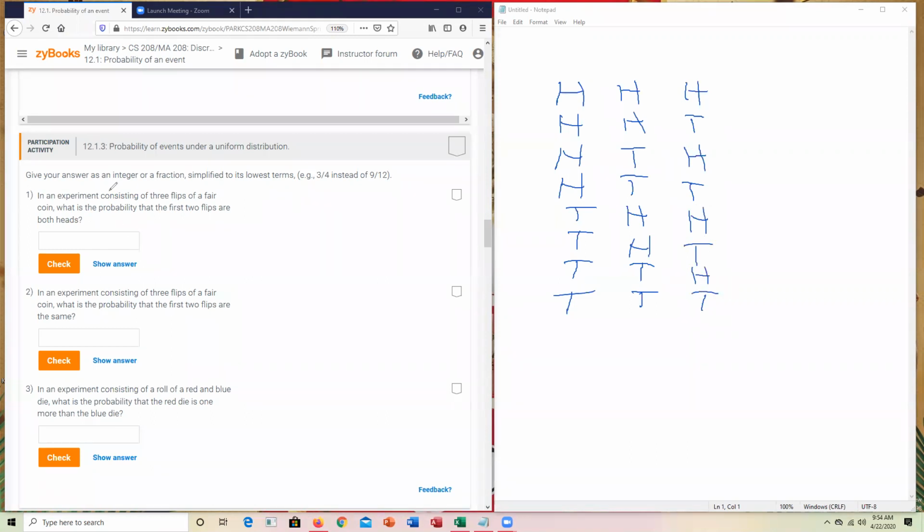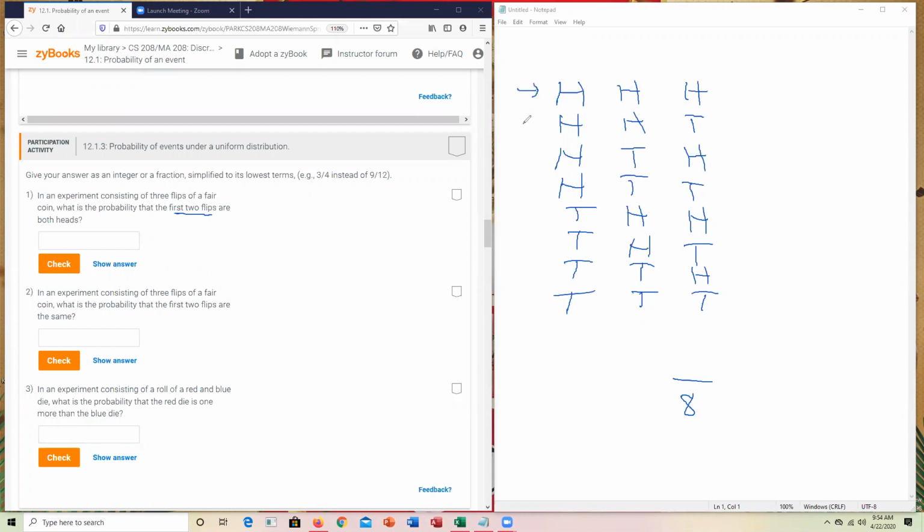So for the first one here, they want the probability. What are the total amount of outcomes? That's your denominator, which is 8 in this instance. Now, the first one says, what's the probability the first two flips are both heads? On this one, the order does matter. I'm only looking at the first and the second column being a head.